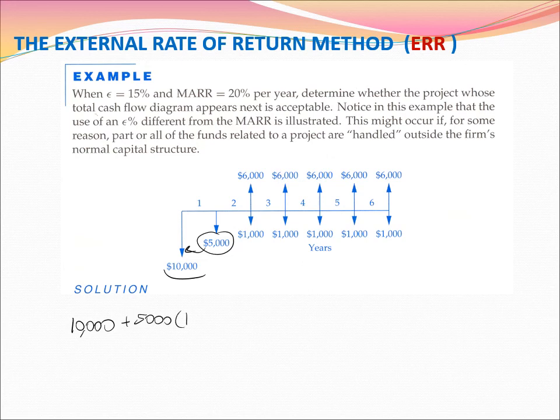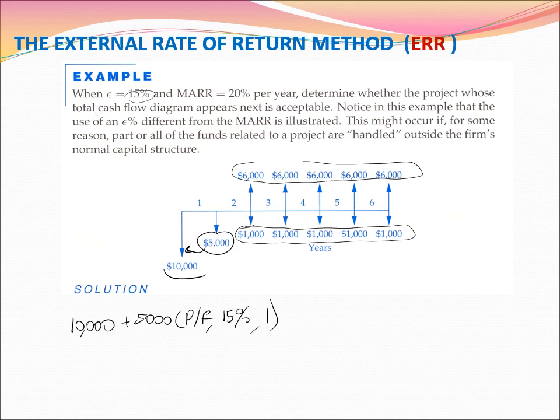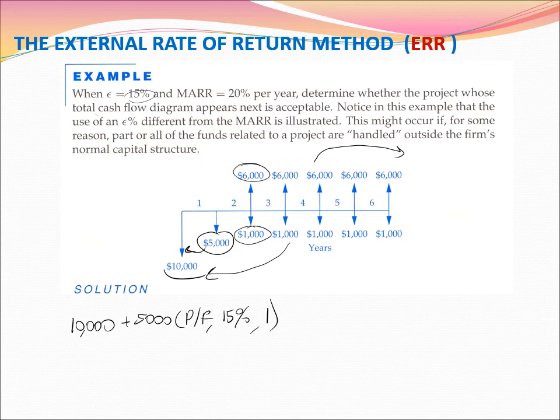5,000. Now it will be P given F, and the interest rate is 15%. Look, I'm not using MAR, I'm using the external interest rate, and it is for 1 period. Now look at the others. These are expenses, but at the same time we have revenues. So we don't convert these expenses to present time and these revenues to future time and find the interest rate according to that. Because what happens, this 1,000 expense is satisfied from this 6,000 of revenue.